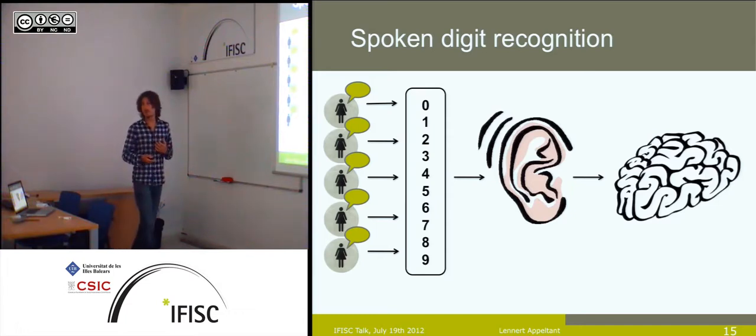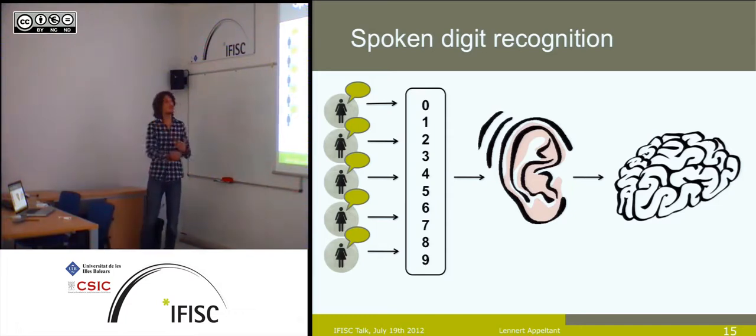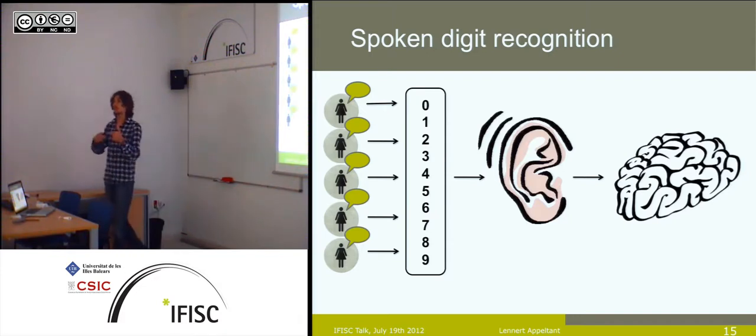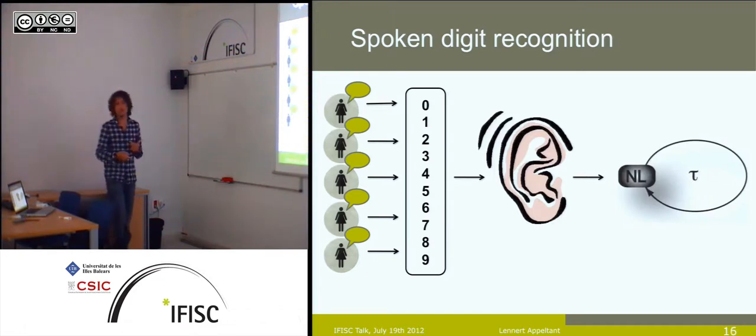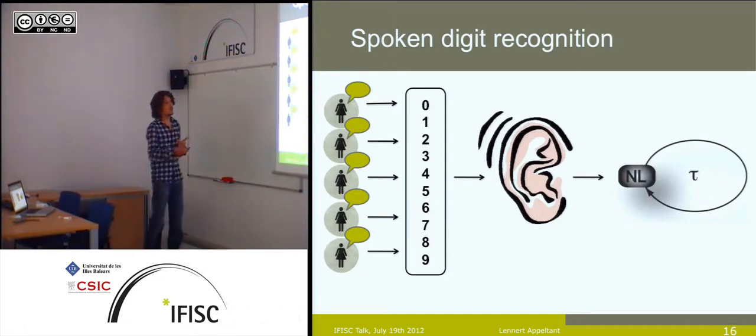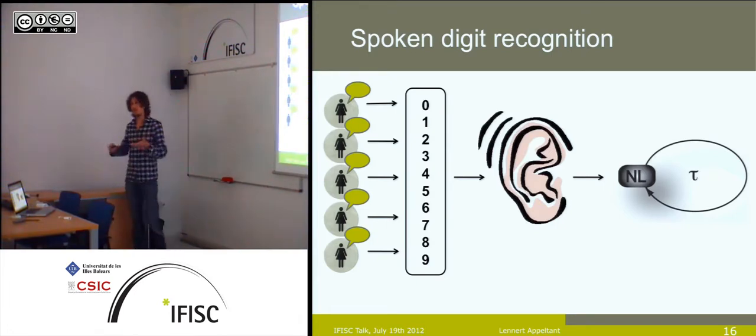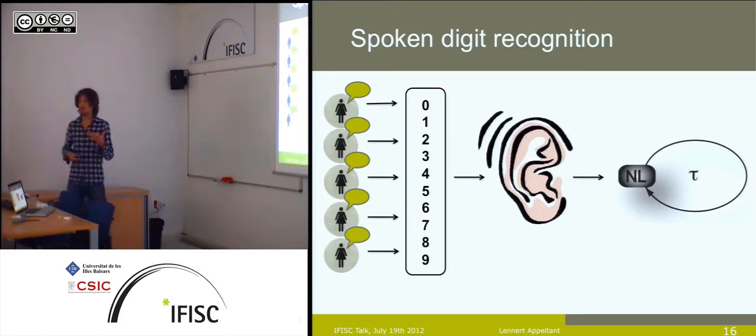In the human body, what happens is, I say this word, your ear will receive the signal, it will pre-process the signal, and then send it on to your brain. Now, we are going to do something very similar. What we will do is, we will pre-process the signal using a cochlear ear model, and then instead of sending it to the brain, we send it to our very simple architecture of just one nonlinear node and a delay line.